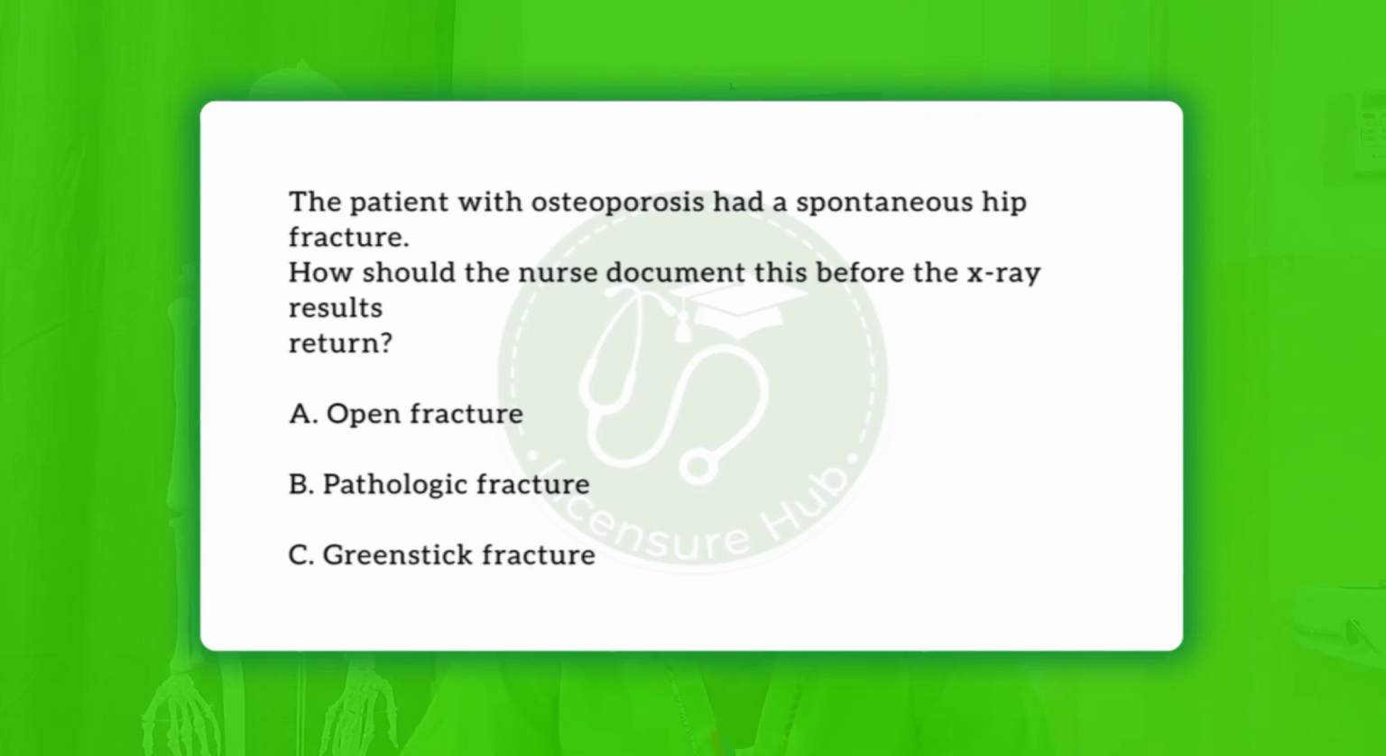Our first question for today reads, the patient with osteoporosis had a spontaneous hip fracture. How would the nurse document this before the X-ray results return? A. Open fracture. B. Pathologic fracture. C. Green stick fracture. Our first question is trying to examine our knowledge on fractures.